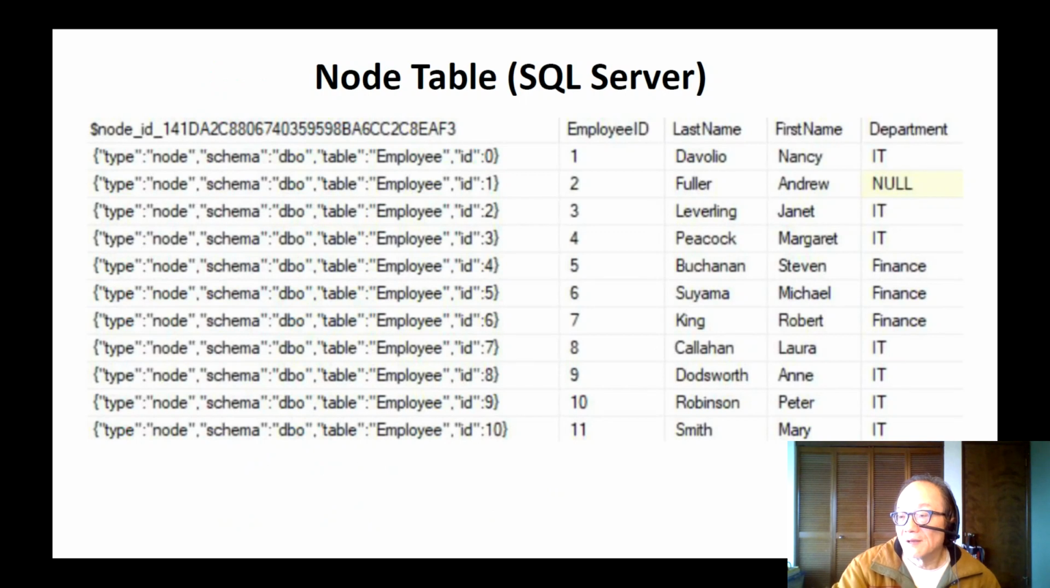If we use the graph data model, we will have two tables, the node table and the edge table. This is a node table. In the node table, we will store our regular data. This is an example.